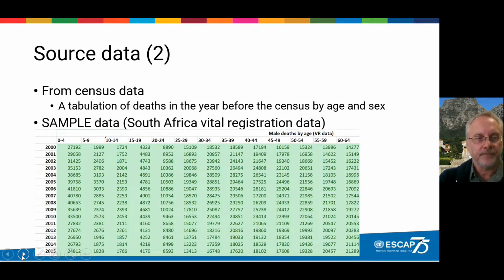To give you a graphic idea of what the input source data which one requires would look like, this is South African vital registration data for males from the period 2000 to 2015 and for ages 0 to 4 up to 60 to 64. There is data for other ages beyond that, but they did not fit onto the screen. We can see, however, that in the calendar year 2000, there were 27,192 deaths of males registered in South Africa of those aged between 0 to 4.